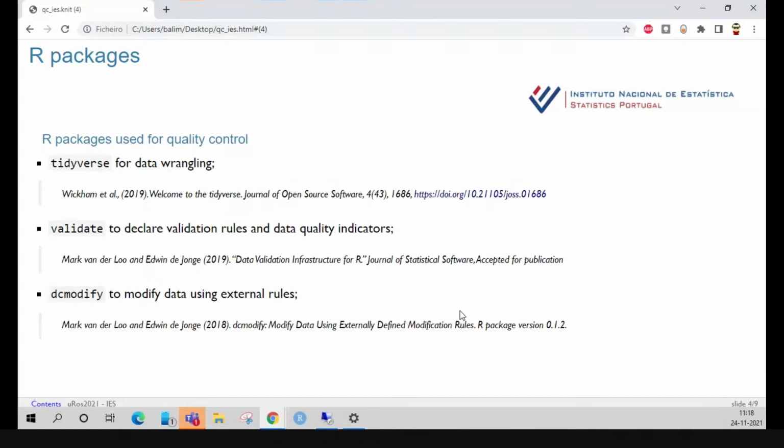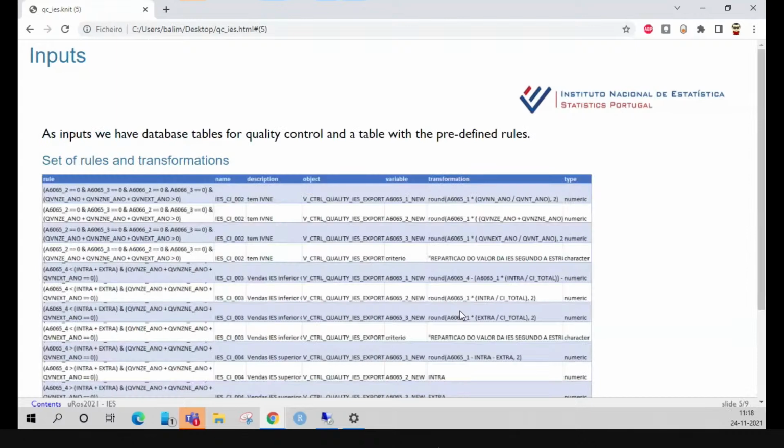The main packages used in this procedure for quality control are those from the Tidyverse. Also validate, which requires validation rules and data quality indicators, and deductive, sorry, dcmodify, to modify data using external rules. These last two packages are from Mark van der Loo and Edwin de Jonge. So in our procedure, as inputs, we have database tables for quality control and a table with predefined rules. This last table has a set of rules and transformations we intend to apply to our data sets according to those rules.